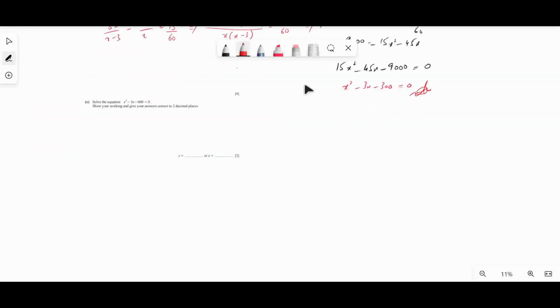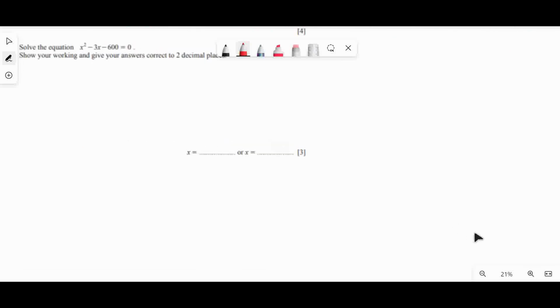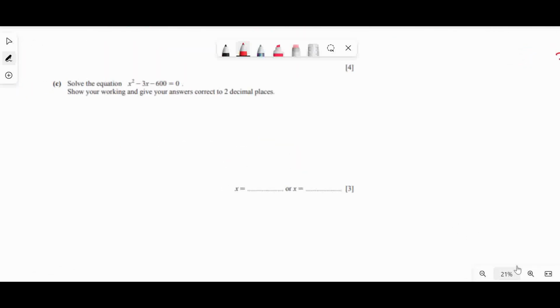In the next part, they said to solve this equation. So we need to solve it. How can we solve it? Simply use, now this one, solve the equation, this one. So there are two ways to solve it. First one is the midterm breaking, and the second one is we can directly use the calculator. So we can apply the reverse engineering over here.